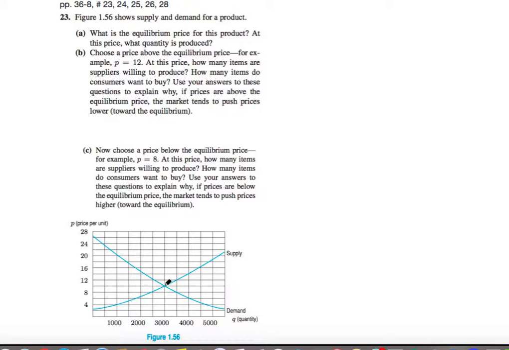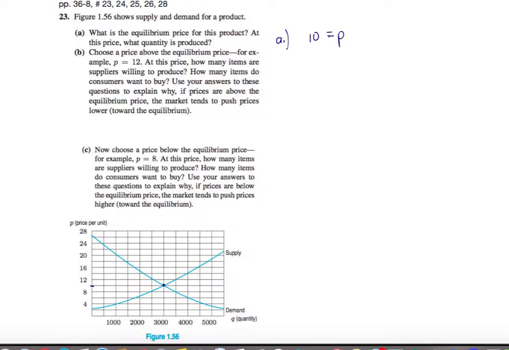So I'm simply going to look at my graph and see where these two meet, because that is my equilibrium price and quantity. So at the equilibrium point that I'm indicating here, I have a price of approximately 10 per unit. So that's my price. And for my quantity going down, that appears to be, I'm going to assume, 3,000. So simply reading from the graph where your equilibrium point is.